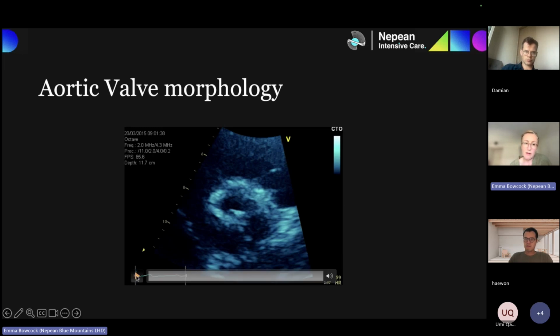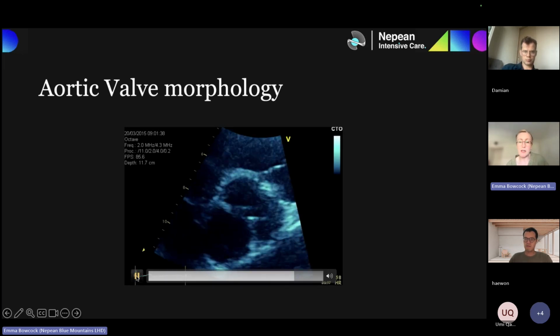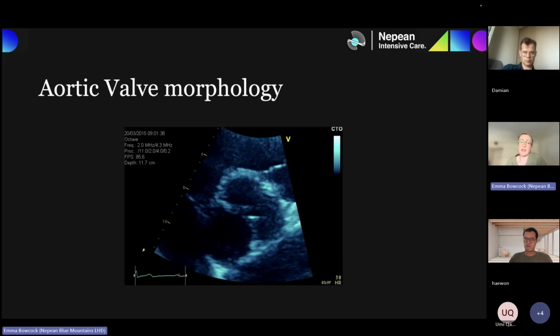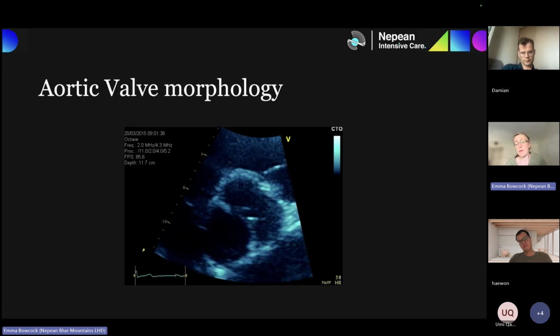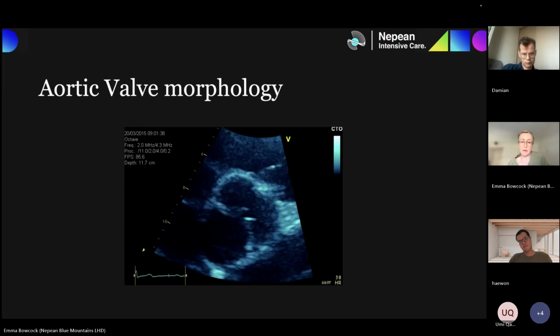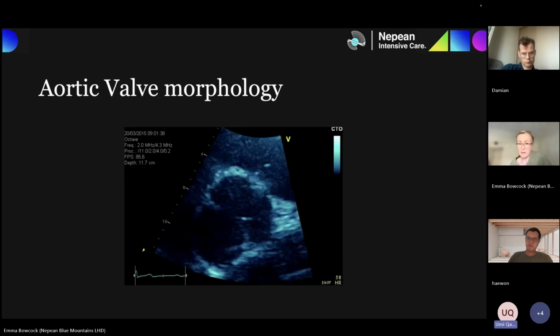So aortic valve morphology is obviously important. That's going to predispose to either stenosis or regurgitation. What do we think of this aortic valve? The opening doesn't have the triangular shape, so it's a fusion of one of the raphes.